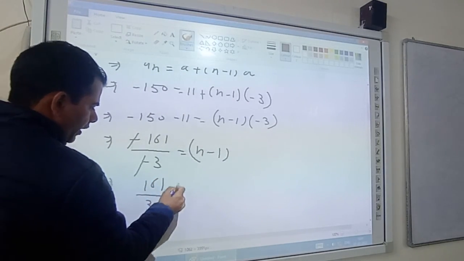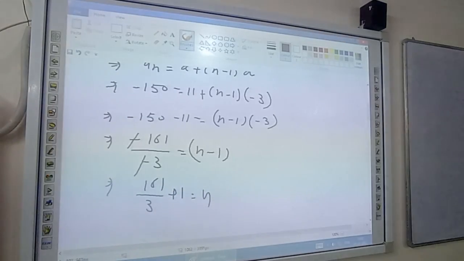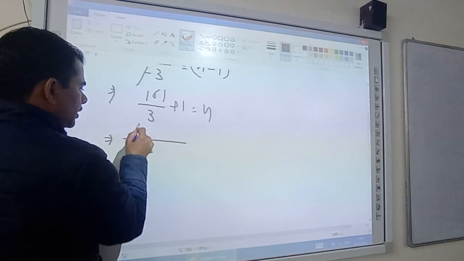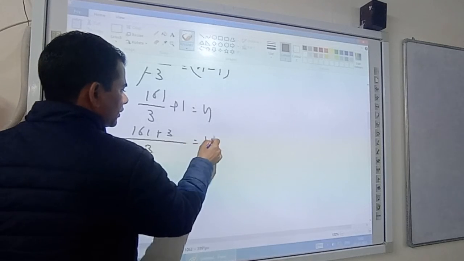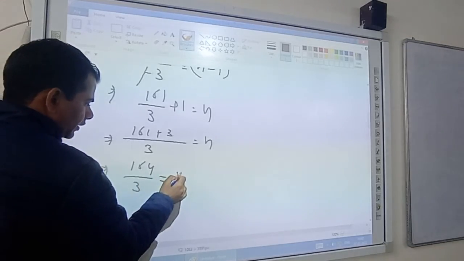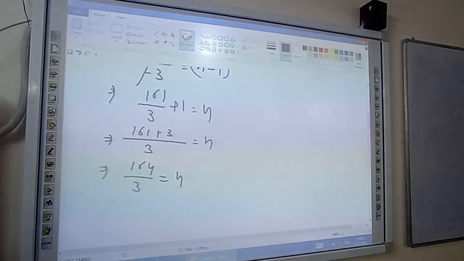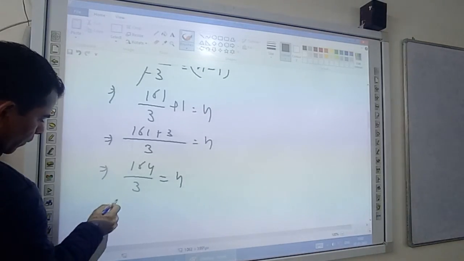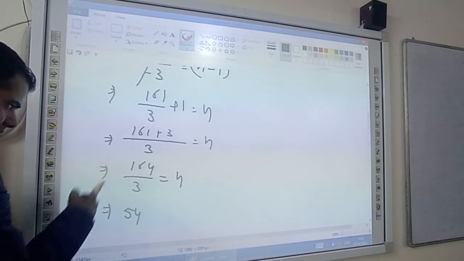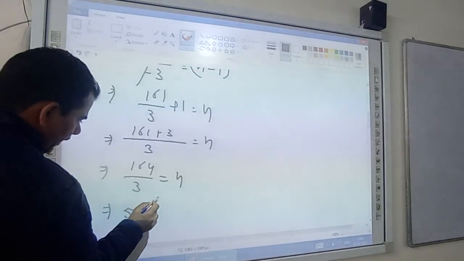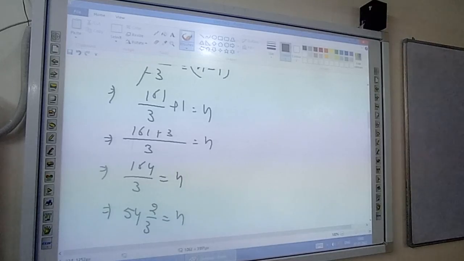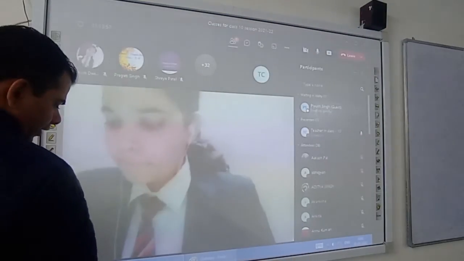161 divided by 3 plus 1 is equal to n. LCM is 3. 161 plus 3 becomes 164 divided by 3. 3 fives are 15, 3 fours are 12, and 2 by 3. N is a fraction. The value of n is in a fraction.